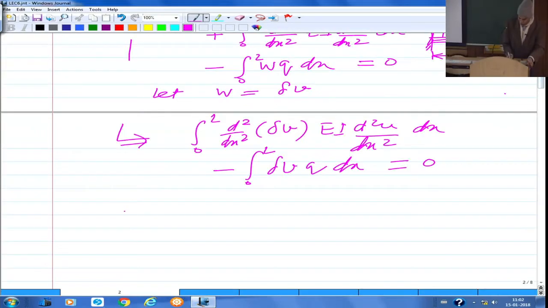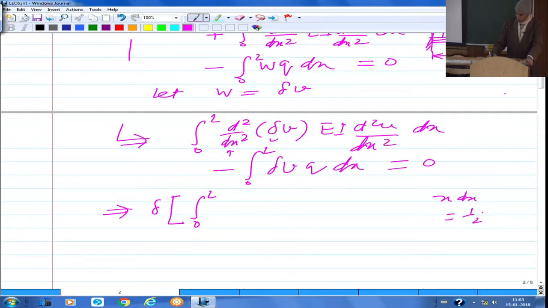Now we take out the variational operator delta common in the whole of this expression. First, of course, the delta and the differentiation are interchangeable, so you can write that as delta of d2v by dx square. Then when you take out delta from the first term, you will get, let me write that, integral 0 to L and then delta of. Again the same concept, that when you write x dx, this is 1 by 2 essentially d of x square.